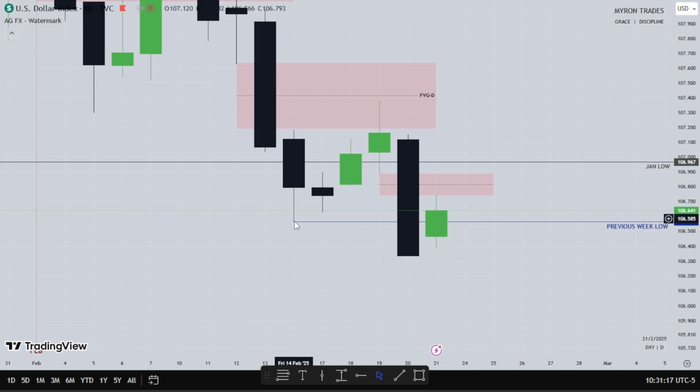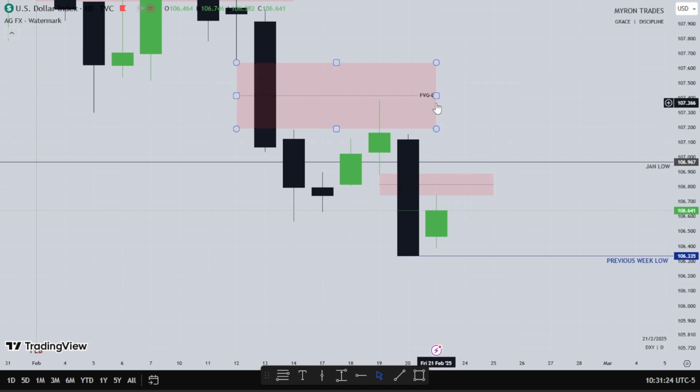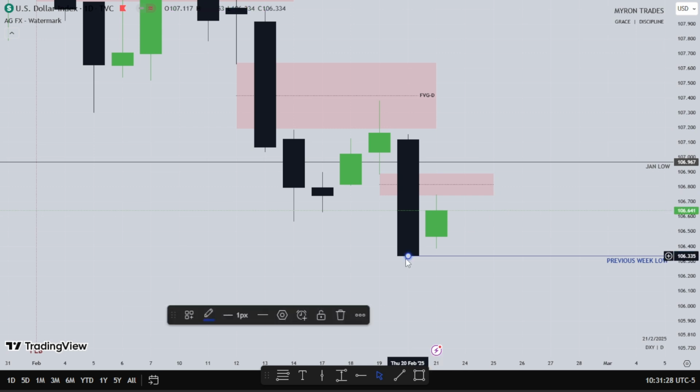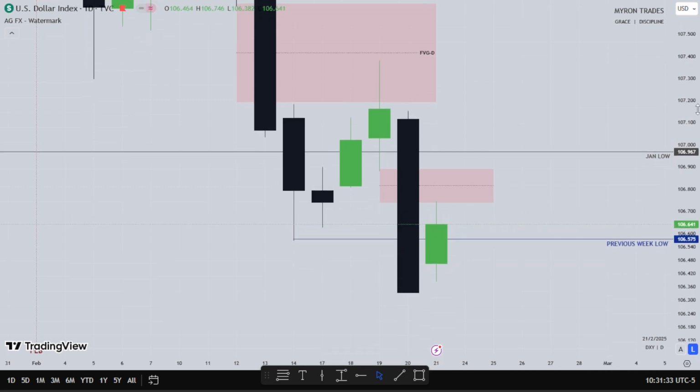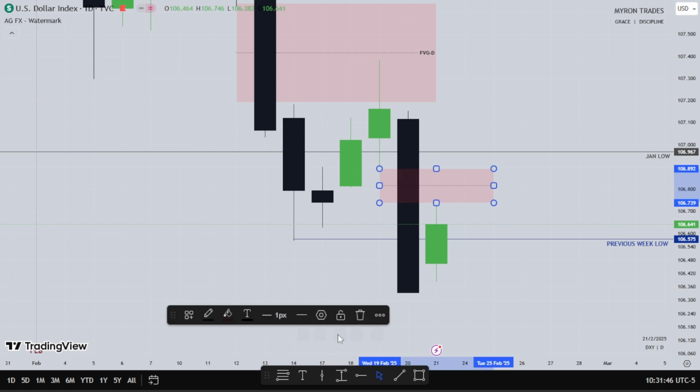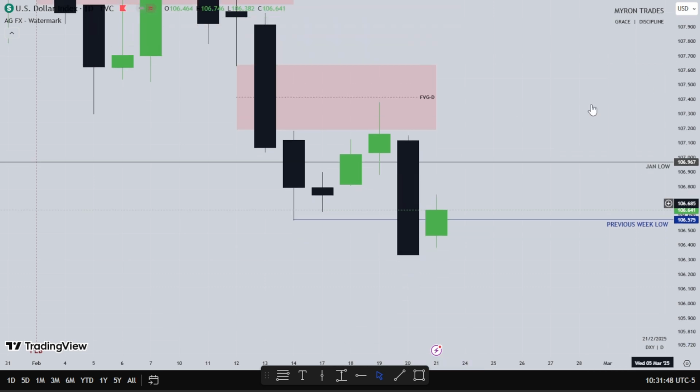So this low will now be the previous week low. So the previous week low will now be my next target for dollar for the upcoming week. So that is what I'll be expecting dollar to do in the upcoming week. Thursday takes out the previous week low, then Friday retraces and gives us a fair value gap to work with in the new week. So I'll take this off for now.